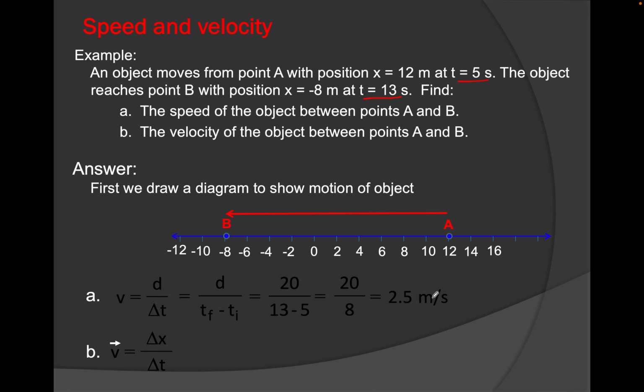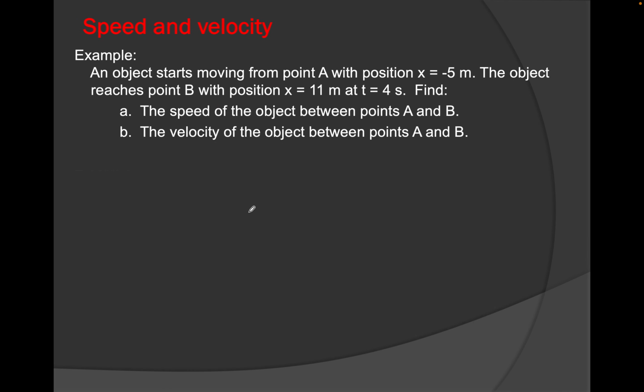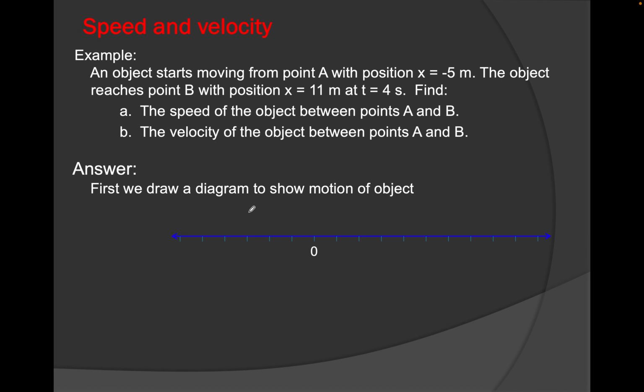And the displacement over time is what we would use for velocity, xf minus xi. This is where the negative is important. Minus 8 minus 12, you will say minus 20 over 8, minus 2.5. The same answer, but I have a direction for this one. If it was positive, then you will just say positive 2.5, or you could say 2.5 to the right. But this time we went to the left, so I will say minus 2.5, or I will say 2.5 to the left. Easy enough.